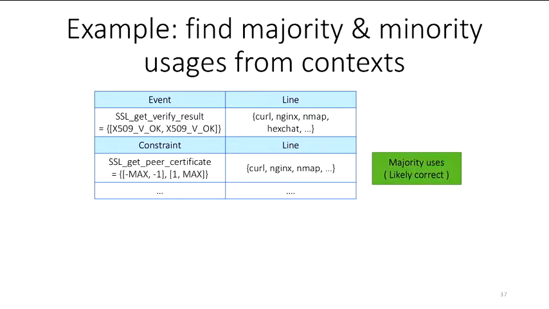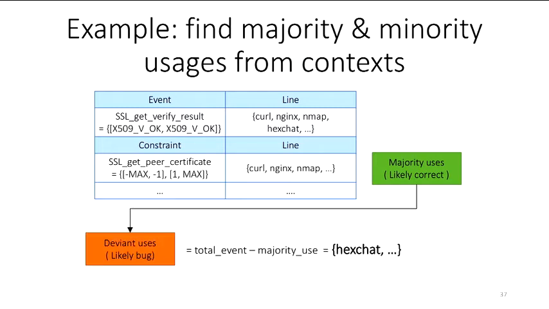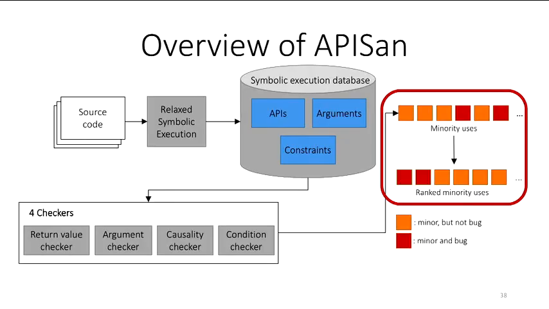From this table, we can find what is majority uses. And from majority uses, we can find minority uses. Minority uses is simply the total event minus majority use, which contains Hackchat. After getting this minority use, we should rank them to reduce the effect of false positives.